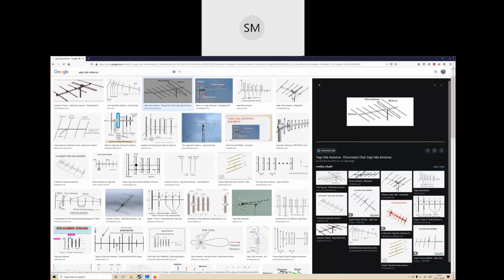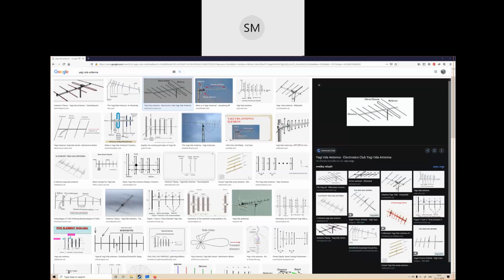See here. This is the reflector. This is a driven element, which is usually a folded dipole, because we want the 300 ohm resistance to be connected, and these are the directors. Okay, this is your black bar. What we were saying, this is not an element.